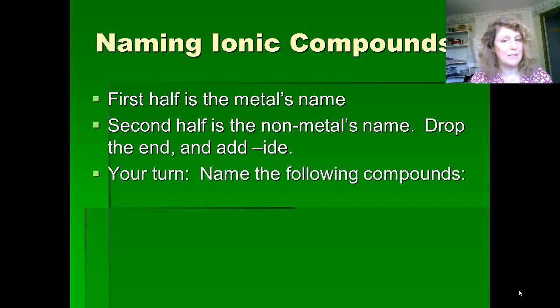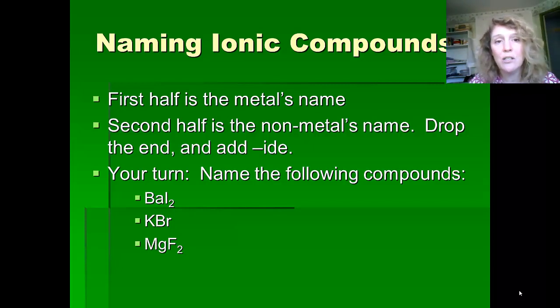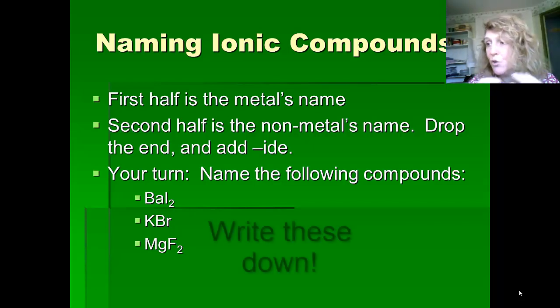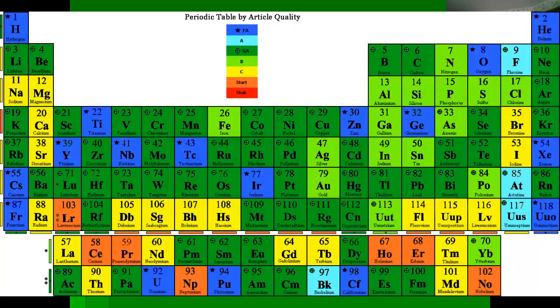So now you get to practice. You're going to name the following compounds. You have BaI2, KBr, and MgF2. Now you don't have to worry about the numbers, you just have to look at what the elements are called and see if you can name it correctly. So pause here and try it with the periodic table. There's one in the back of your science book, and there's one in the back of your planner if you need one. And I can probably put one up for you because I'm cool like that. Push pause.